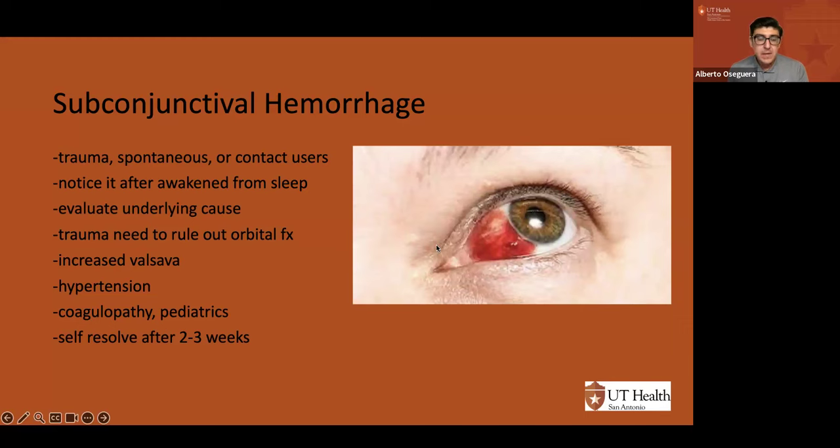There really is no treatment for this. It'll just self-resolve after a couple of weeks. It's just really providing reassurance, and athletes can continue to participate and really won't have much of an issue as long as there's no secondary cause.